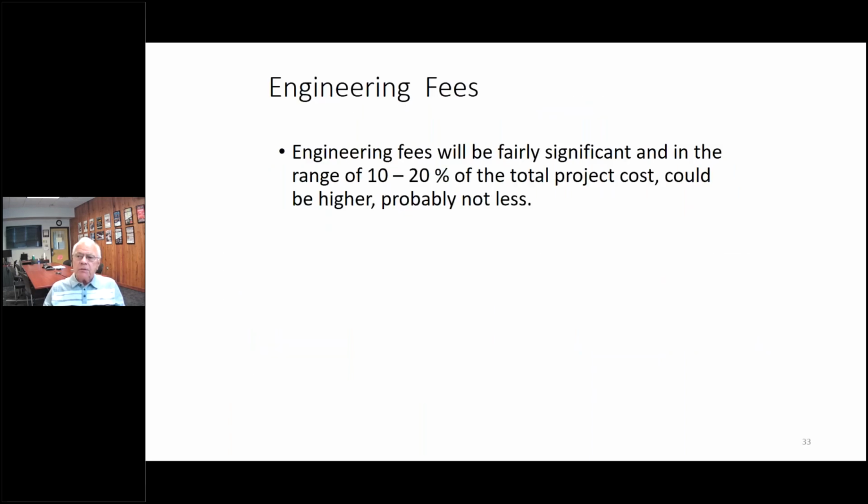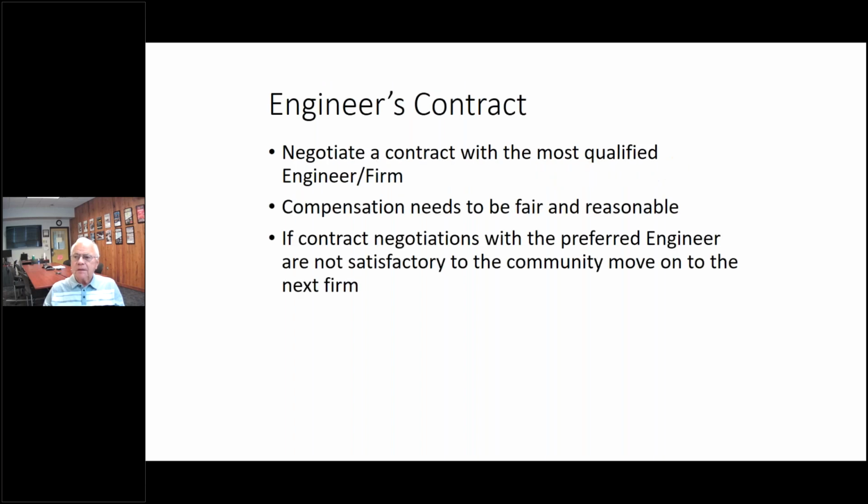Engineering fees will be fairly significant, in the range of 10 to 20% of the total project cost. It could be higher and probably never less. The engineer's contract. You want to negotiate a contract with the most qualified engineer and firm. Compensation needs to be fair and reasonable. If contract negotiations with the preferred engineer are not satisfactory to the community, you move on to the next firm.